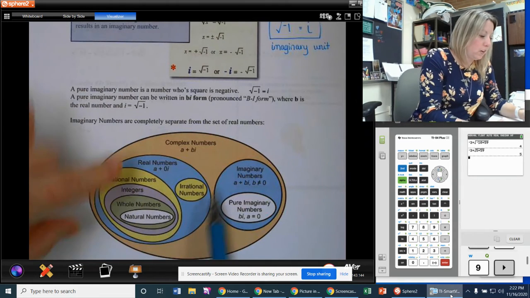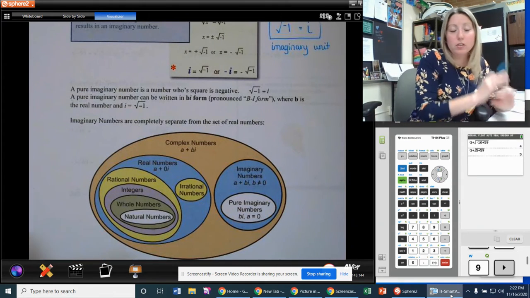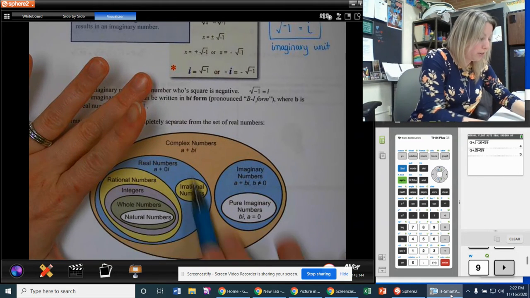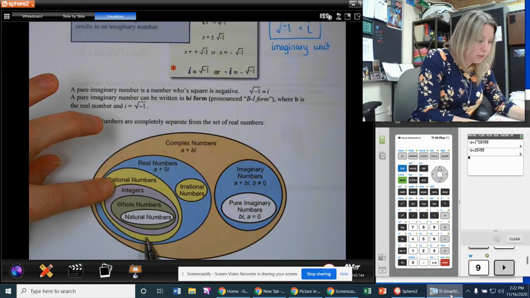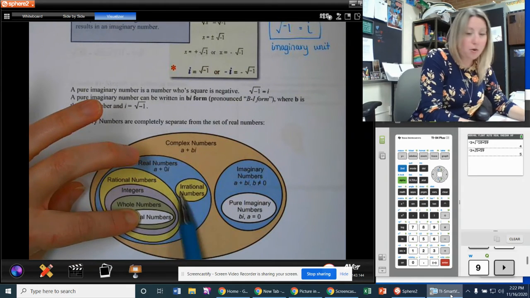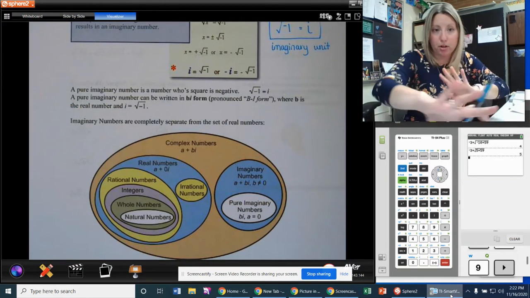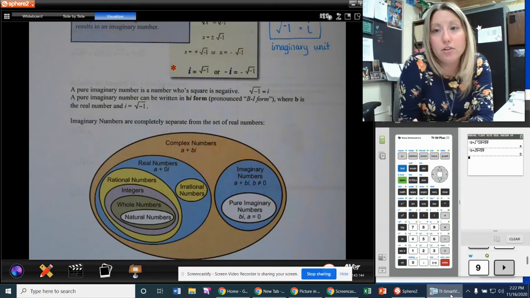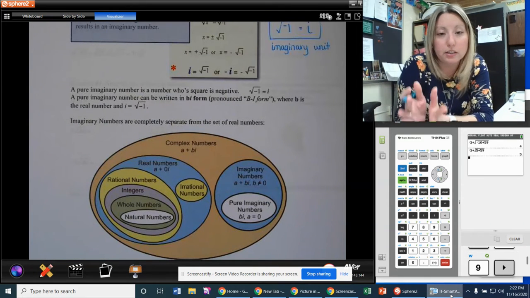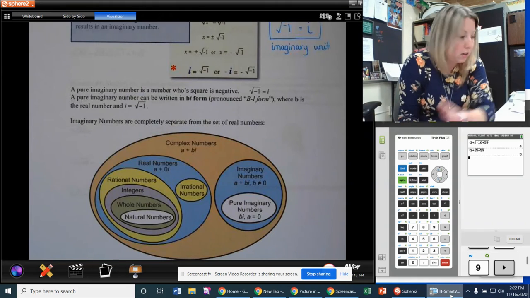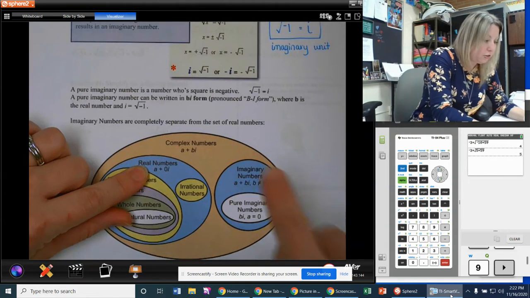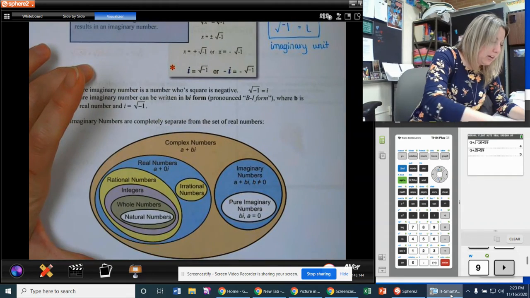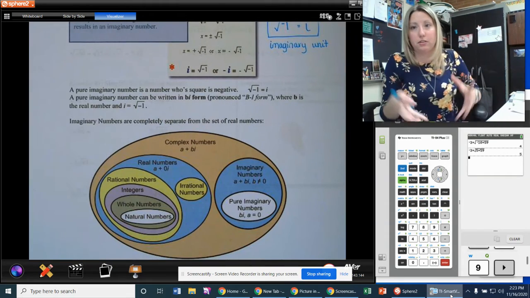So, like I said before, completely separate number set. Here are all your real numbers. So we've talked about all these number sets. We've talked about how irrational numbers are a completely separate number set to those rationals, right? Well, now imaginary numbers are a completely separate set as well. Here's your real numbers. Here's your imaginary numbers. This makes up the entire big complex numbers set.